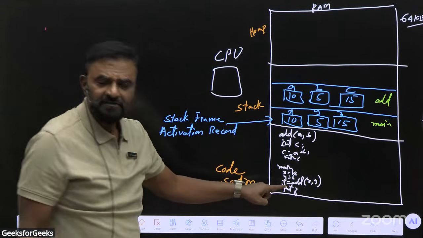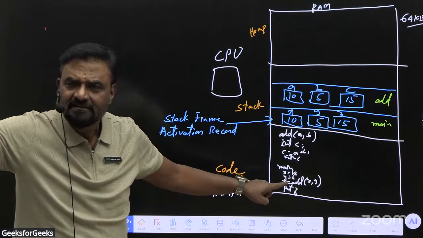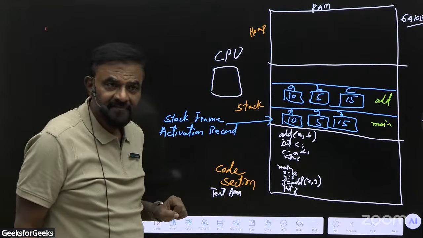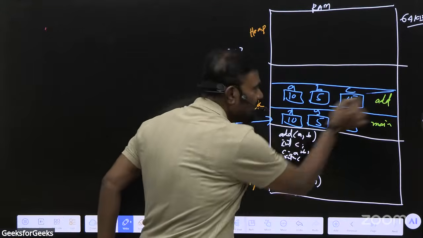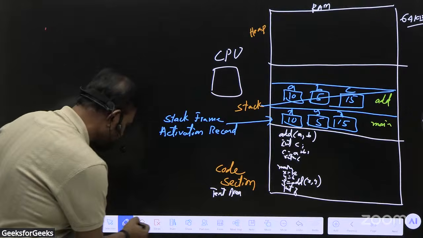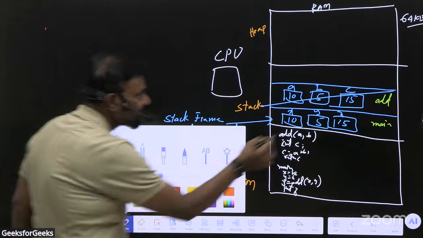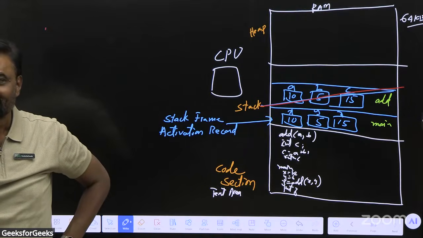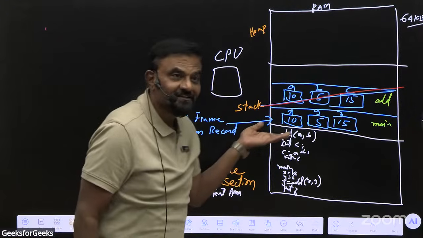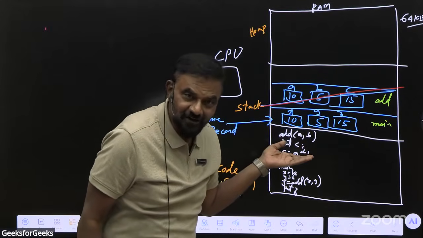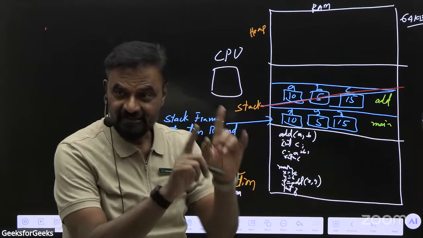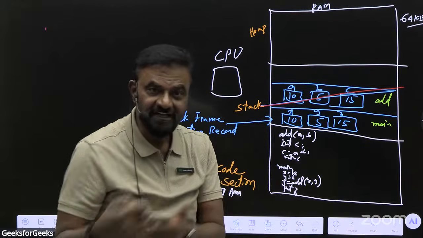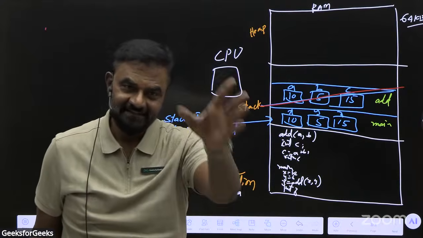Now it has gone back to main. Return means went back to main. Add is over because the last line was return C. Activation record is deleted. When the function was called, activation record is created, all the variables were created, values were kept, and the execution was done. Once the function ends, activation record is deleted.